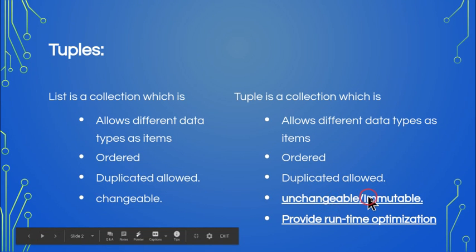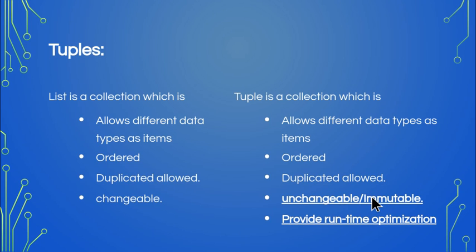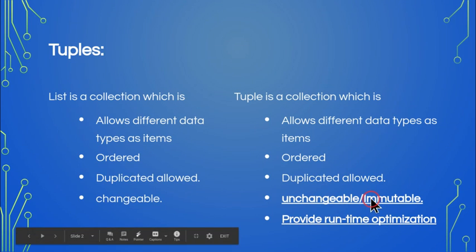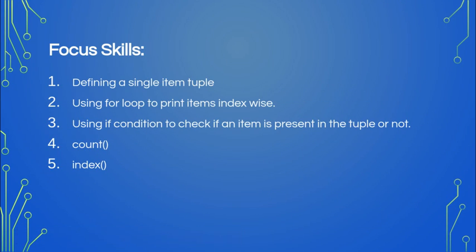What is the benefit of not being able to add more values to a tuple? We cannot remove any item from a tuple. What is the benefit of that? The benefit is that it provides runtime optimization, because the size of the tuple will be fixed, so it will optimize the runtime.